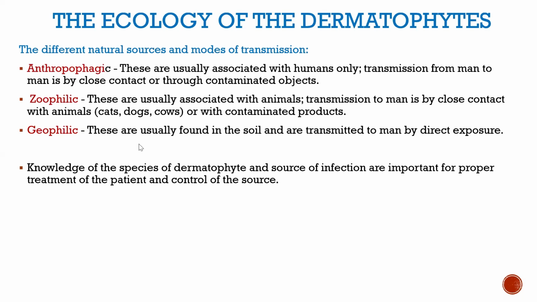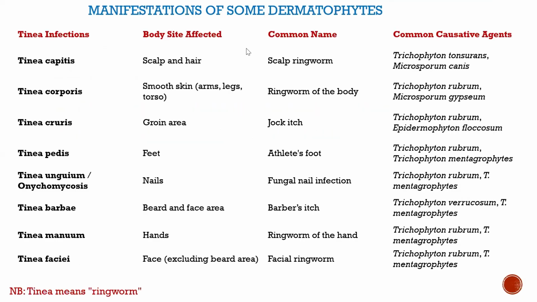Then another one we have is the geophilic dermatophytes. They are found in the soil and are transmitted to man by direct exposure to the soil, maybe due to farming activities, gardening, and other activities. They tend to penetrate the tissues of man and then infect them. So just know that the knowledge of the species of dermatophytes and the source of infection are important for proper treatment of patients and control of the sources, to prevent further infections.